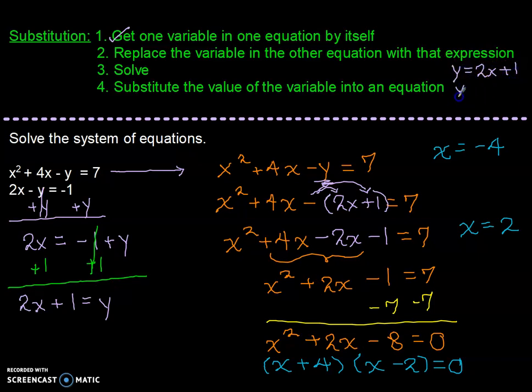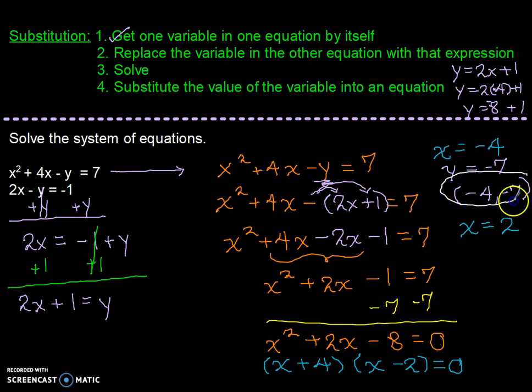And if I replace the x with 4, y will equal 8 plus 1. And that will give me, oh, sorry, that's a negative 4. So negative 8 plus 1. And that will give me y equals negative 7. So one of my answers is negative 4, negative 7.